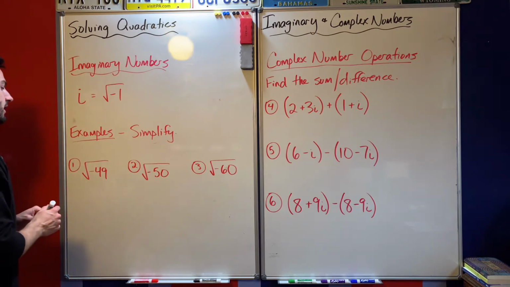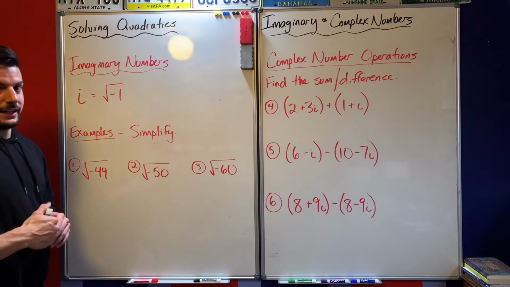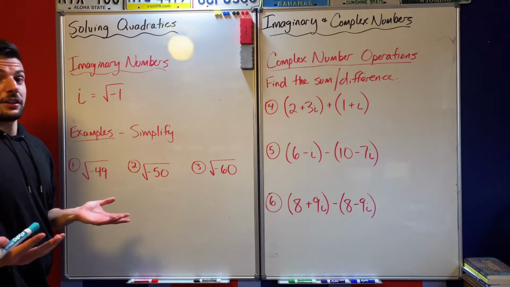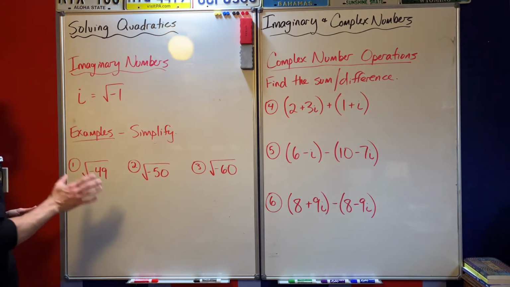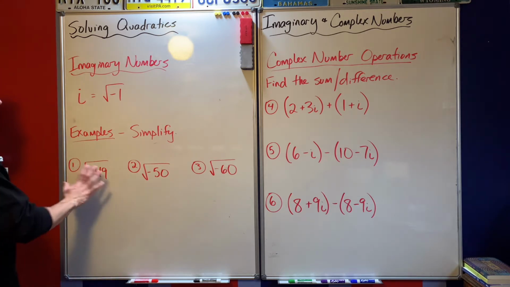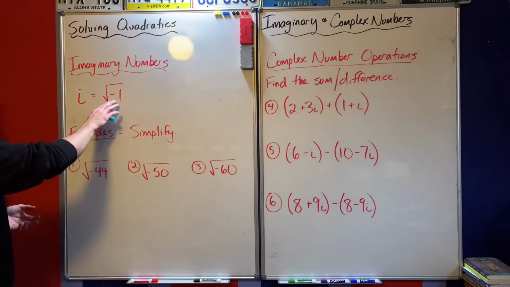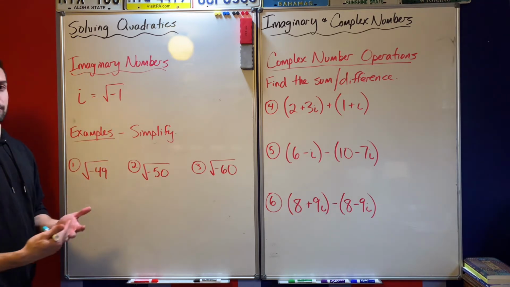Looking at these examples, if I said, what's the square root of negative 49? Normally you would say there's no solution to that. It would be true to say there's no real solution. There are no real numbers that would be the square root of negative 49. But then bringing in i, we can simplify this.